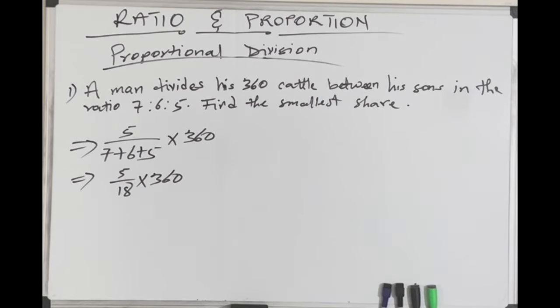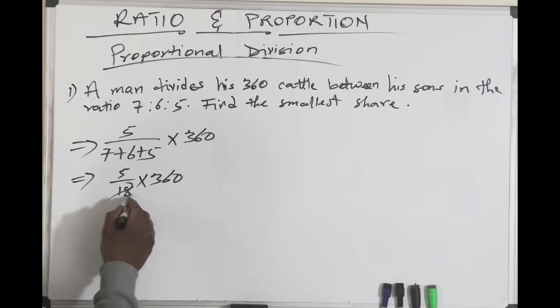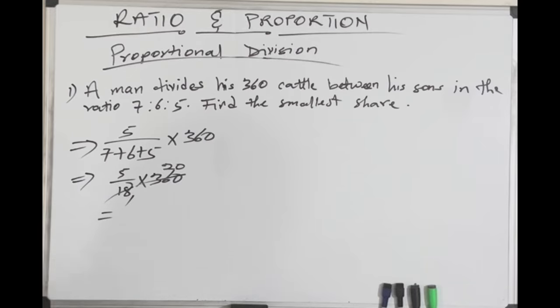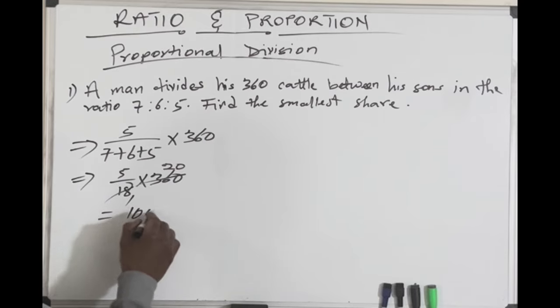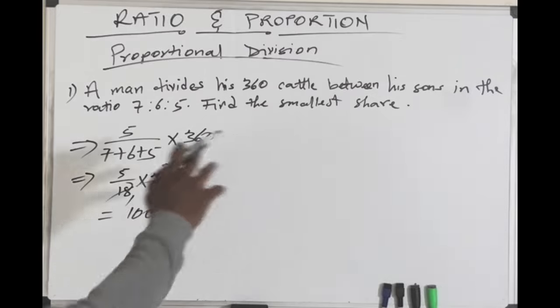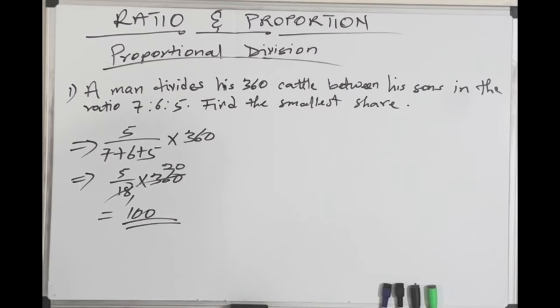Let's do some cancellation. 18 goes into 360 twenty times. 5 times 20 is 100. So the smallest share will be 100. That will be the answer for the question.